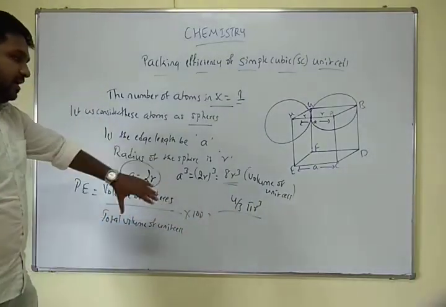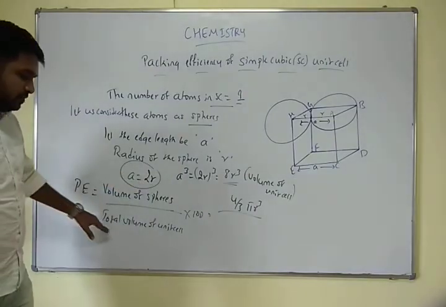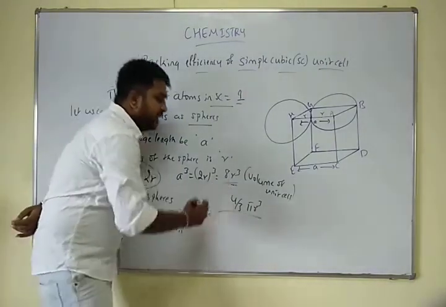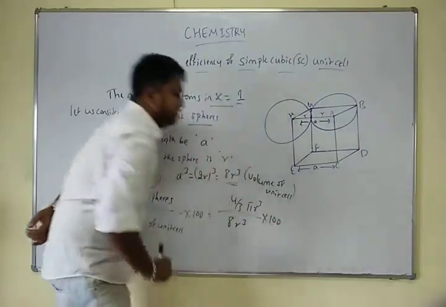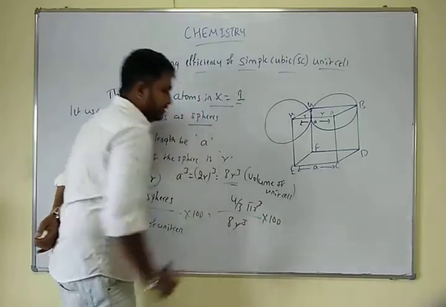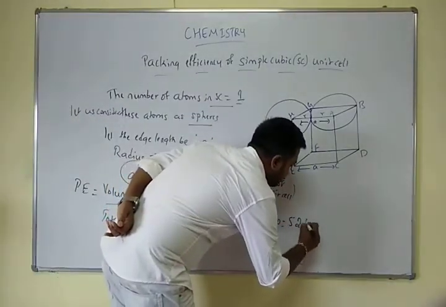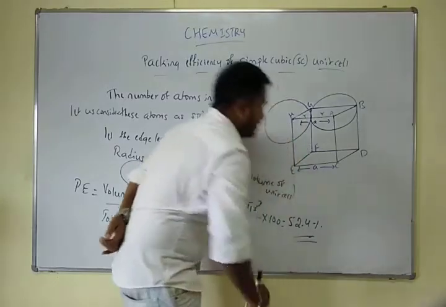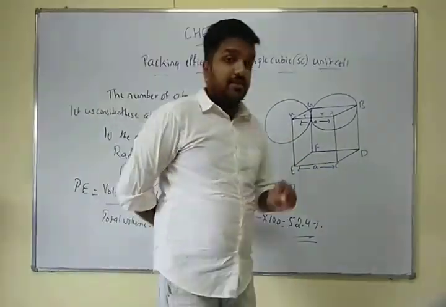Let us substitute the values of these two. Volume of the sphere is 4 by 3 pi r cube. Total volume of the unit cell is 8r cube, and 100 in order to calculate the percentage. So we cancel r cube and r cube. Finally, we get the value of 52.4%. So this is the packing efficiency of the simple cube.